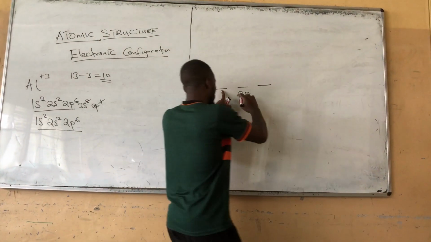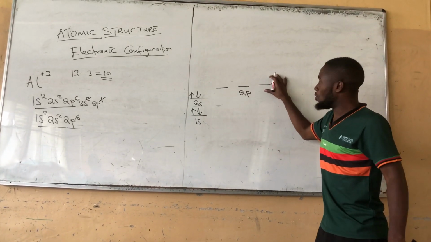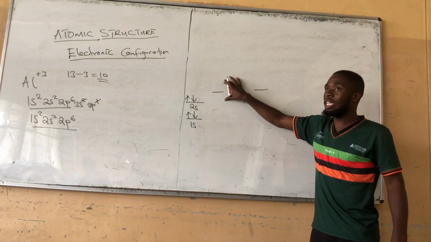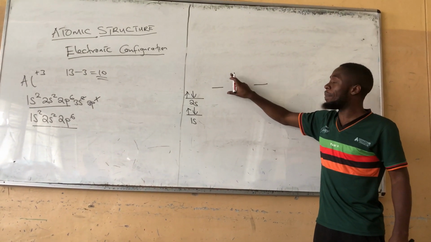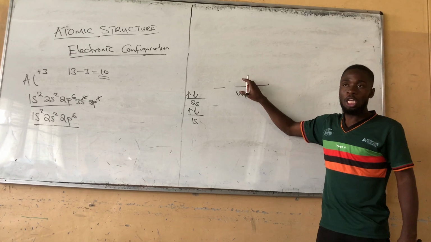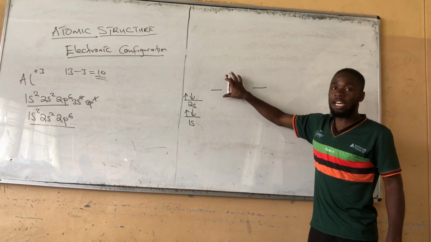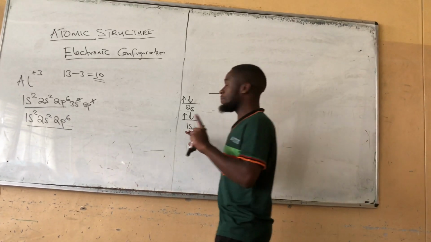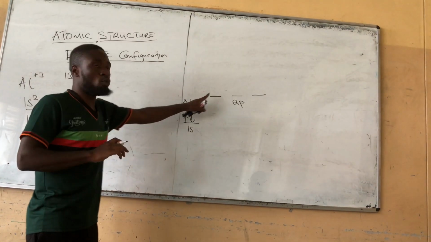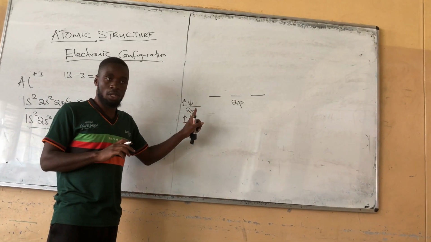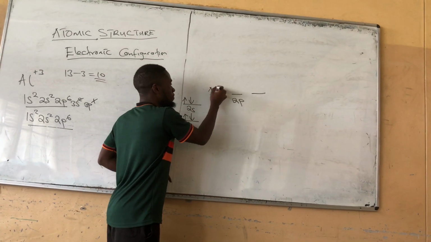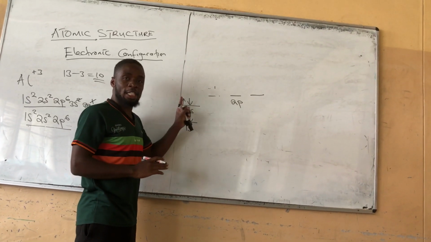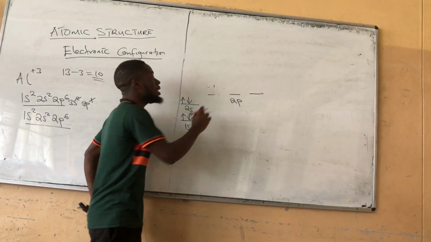But here, these are degenerate orbitals, meaning they have the same energy. According to Hund's rule, you need to fill in the degenerate orbitals one by one with parallel spins. You can't give them 2, 2, 2. According to Hund's rule, you need to give them one each with parallel spins first.